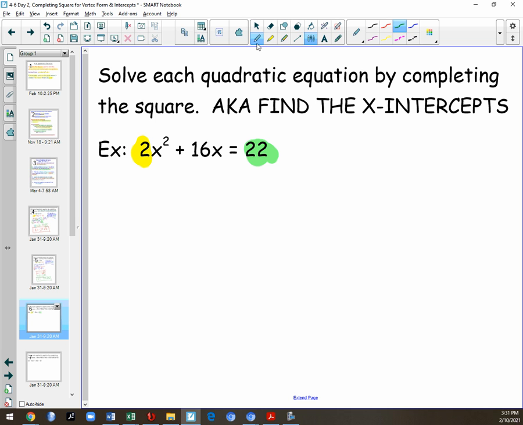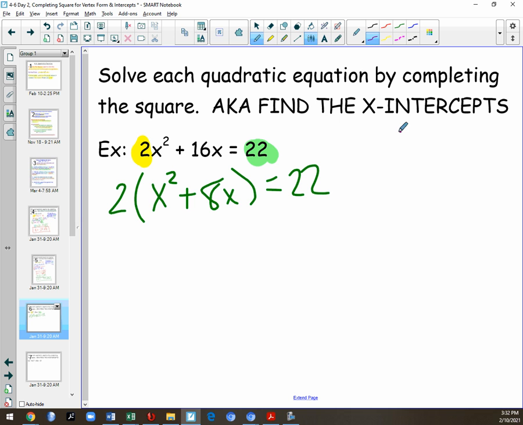It is not. So I'm going to pull out a factor of 2 out of the 2x squared and the 16x by doing division. 2 divided by 2 is a 1x squared. 16x divided by 2 is an 8x. And I recopy the 22. Now I have a new a and a new b. My a is 1 and my b value is 8.